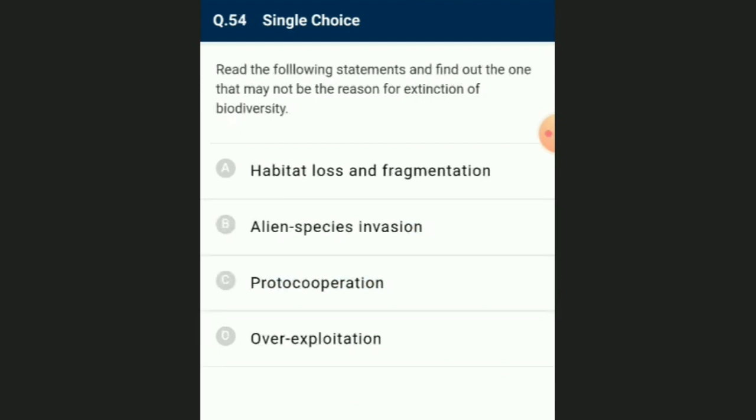Question number 54. Read the following statements and find out the one that may not be the reason for extinction of biodiversity. There are four major causes of biodiversity loss, and it is called the evil quartet, which includes habitat loss and fragmentation, overexploitation, alien species invasion, and co-extinction. Proto-cooperation is a non-symbiotic natural interaction between two organisms in which both the participants are mutually benefited. So the answer is option C, proto-cooperation.